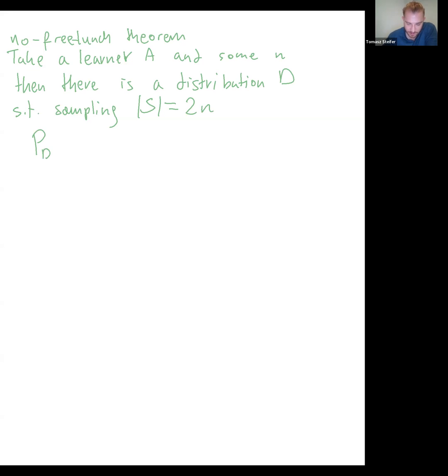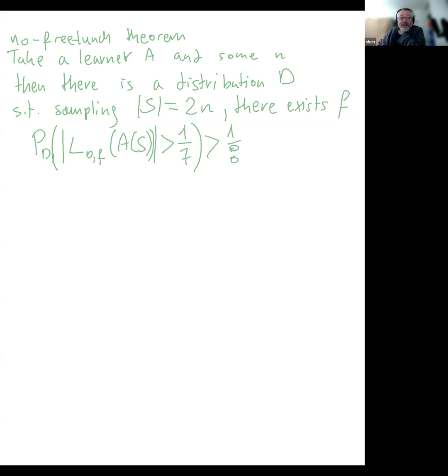So if we take sampling, there exists a function f such that the probability, with respect to this distribution, that the error with respect to D and f of what our learner outputs is larger than 1/7 is larger than 1/8. There's some assumption about A and n, I suppose? No assumption.